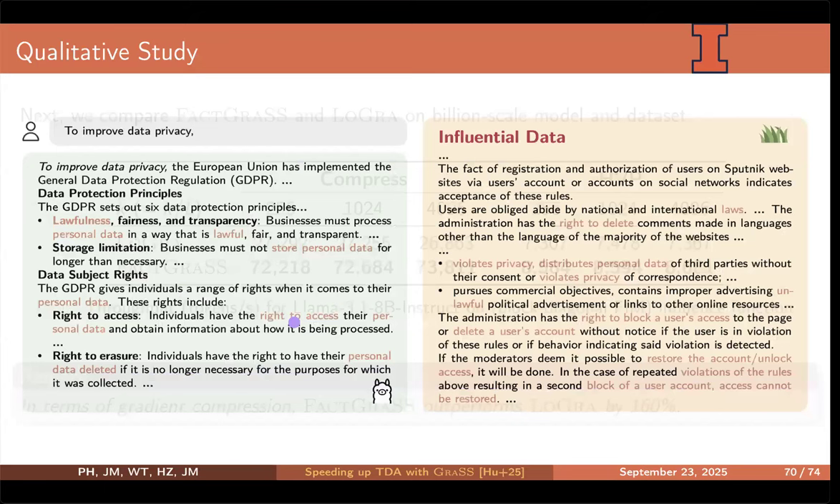And finally, we look at one of the qualitative studies we provided in our paper as well, which is we look at the most influential data points identified by flat graphs and see how relevant they are to the inputs of the large language model. And the left-hand side is what the large language model generates, and the right-hand side is the most influential data point identified in the data set. We see there are a lot of similar word phrases, which means the attribution is qualitatively accurate.